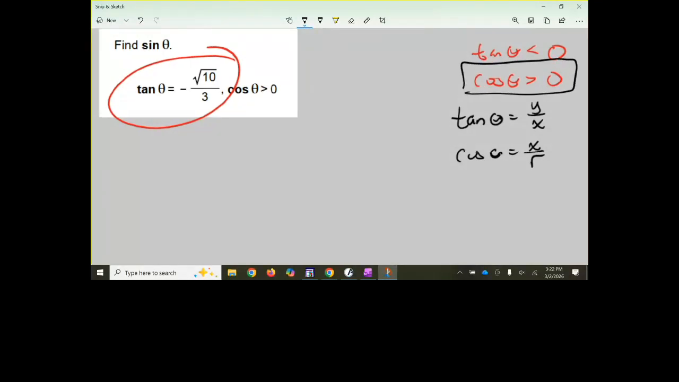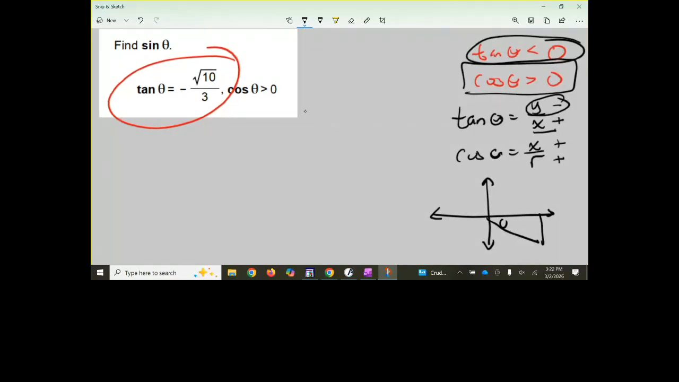The cosine is positive. Y'all remember, my r value is always going to be positive. But if the cosine of my angle is positive, then that means the x value has to be positive. Y'all, if the x value is positive, wouldn't that tell me that the y value would have to be negative if the tangent is a negative number? Okay, so my question to you, what quadrant would we be in if my x value is positive and my y value is negative? 4. Boom. Let's draw our angle.